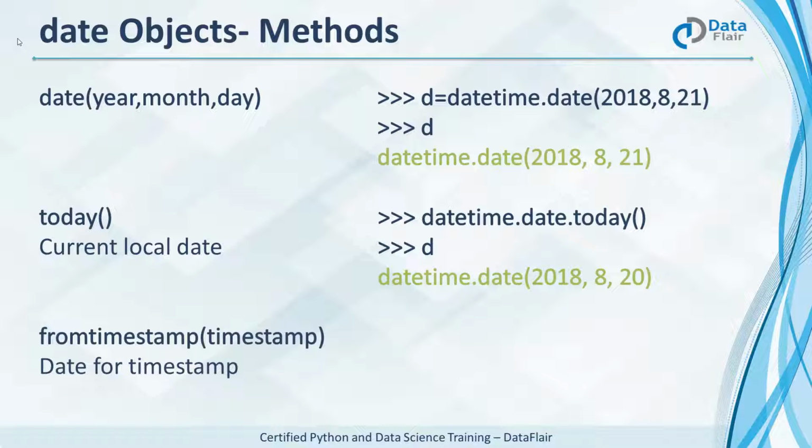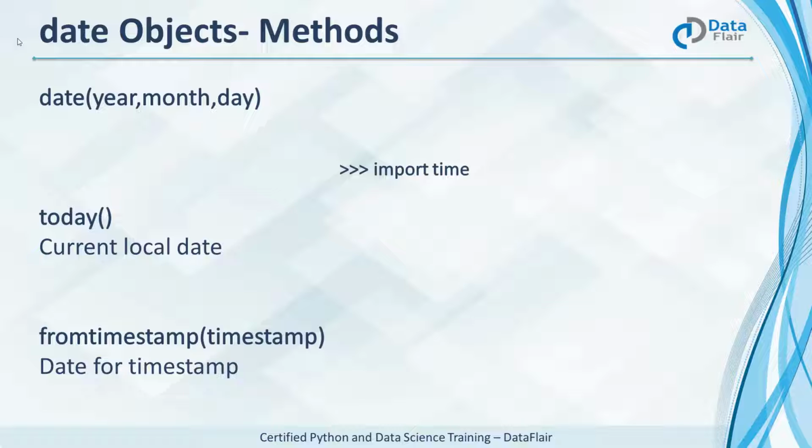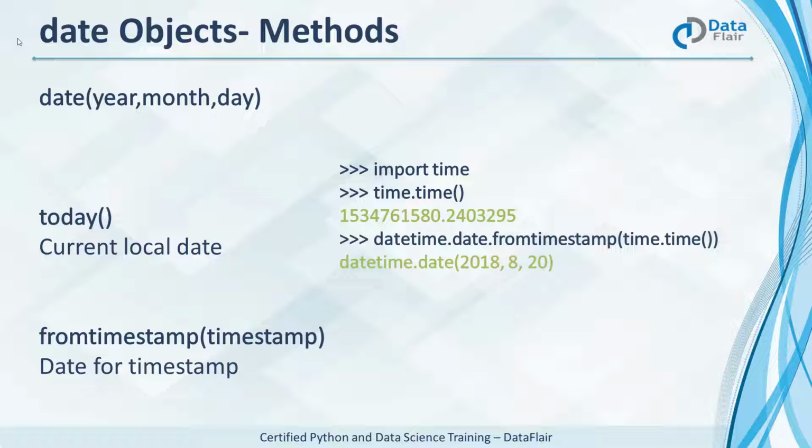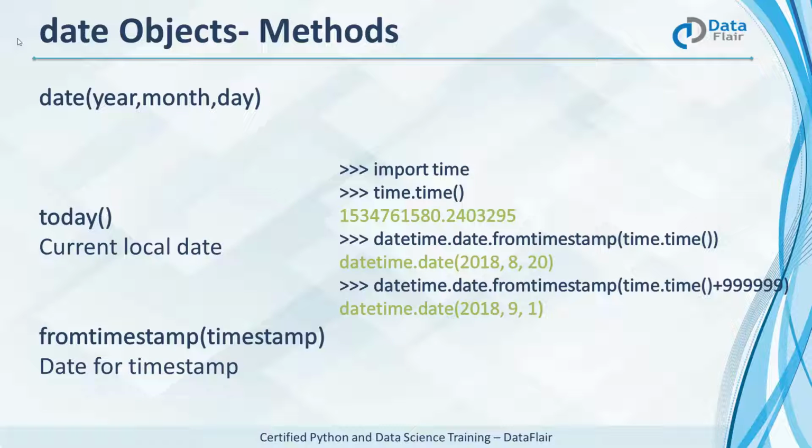And fromtimestamp takes a timestamp and gives us the corresponding date. Import time. This is the current time. This is the date from the timestamp from the current time. If we add a certain amount to this, it gives us a different date because it adds to the timestamp.